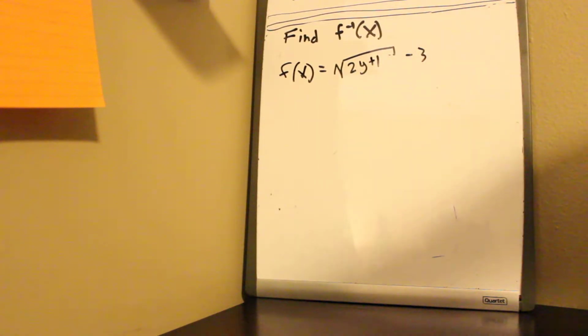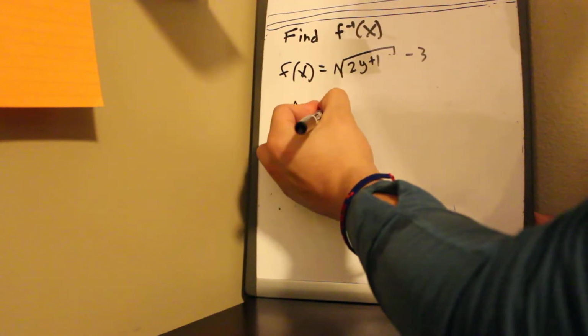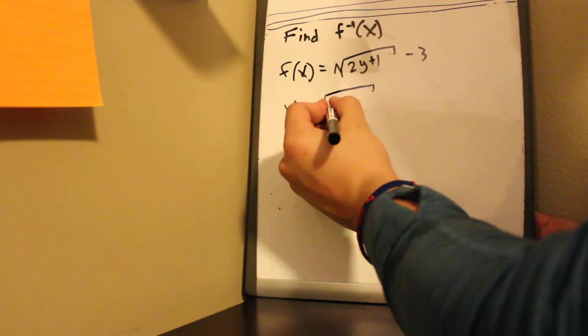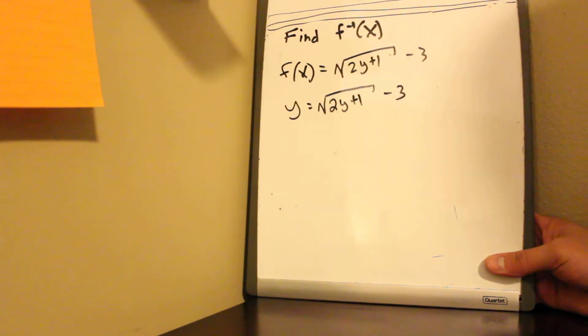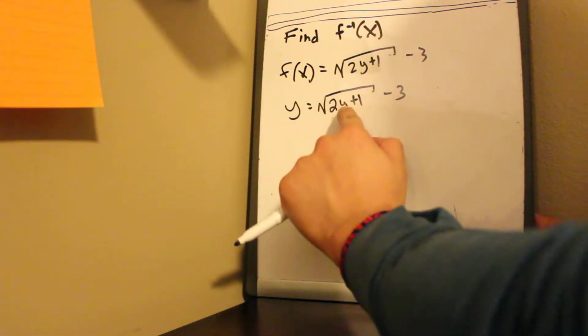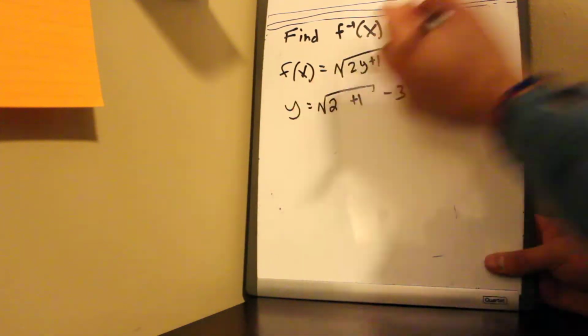Okay, so the first thing I want to do, just like before, is I want to write this as y equals the square root of 2y plus 1 minus 3. Oh, my apologies. There should be an x there.